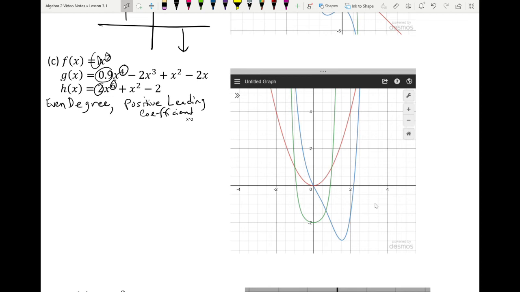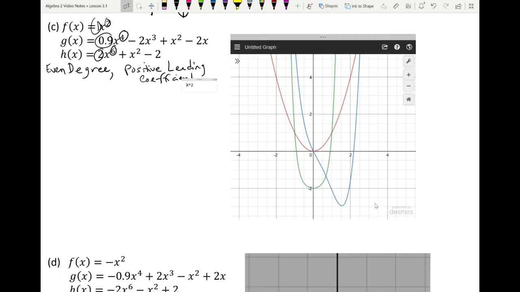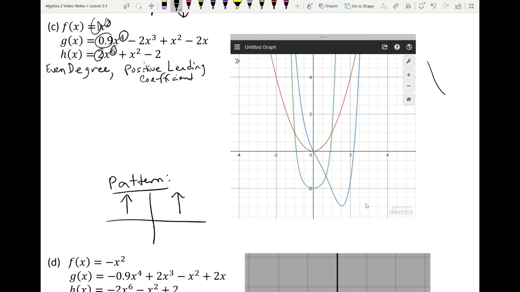So if we were to describe this pattern, the pattern would be they start going up on the left side and then they end up going up on the right side. That's the pattern you can kind of see, right? So for this one, it's going up and then up on each side. So for this, as x goes more negative, y goes more positive. As x goes more positive, y goes more positive. So that's our end behavior.